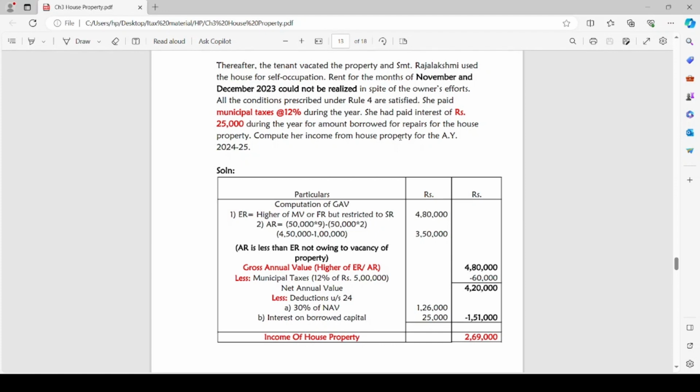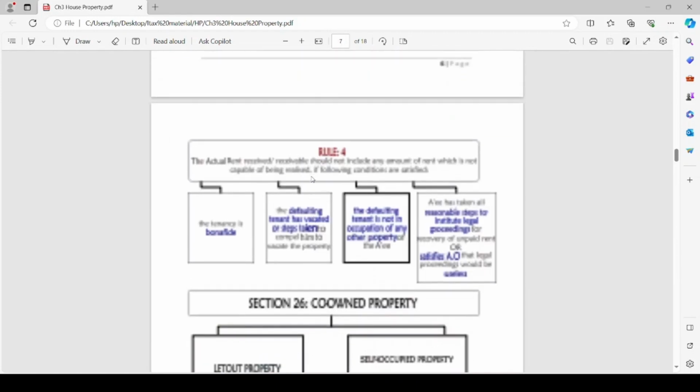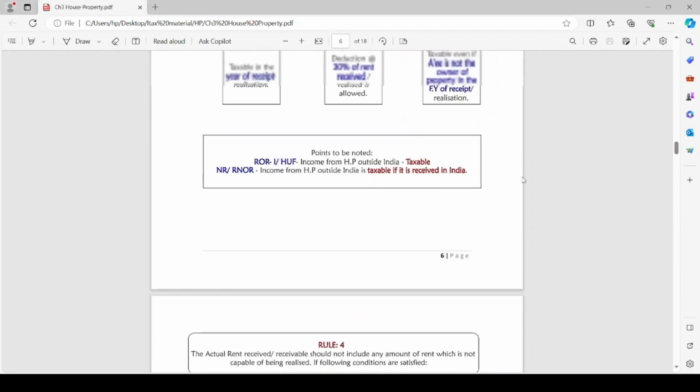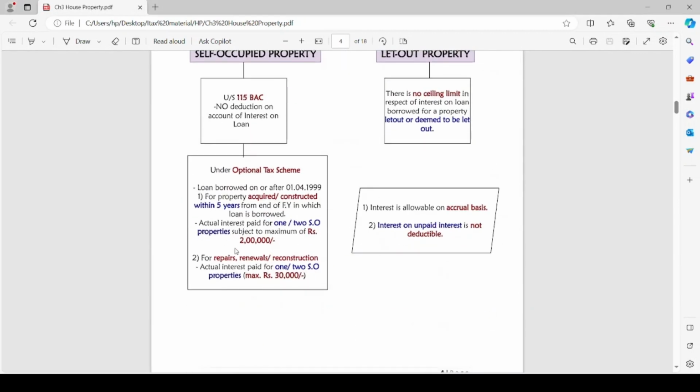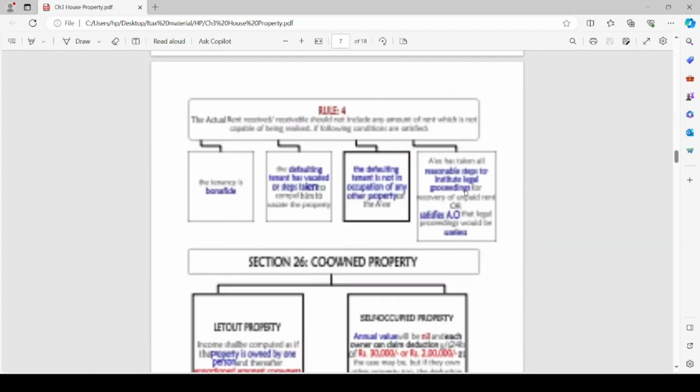Here, the interest of rupees 25,000 is paid for the loan, the amount borrowed for repairs of the house property. For repairs of house property, we can claim the deduction up to rupees 30,000 if the property is self-occupied. Here, for repairs, renewals or reconstruction, the actual interest paid for one or two self-occupied properties is maximum rupees 30,000, and for let out property there is no ceiling limit on interest on borrowed capital.